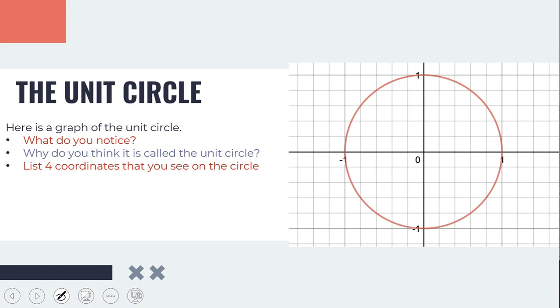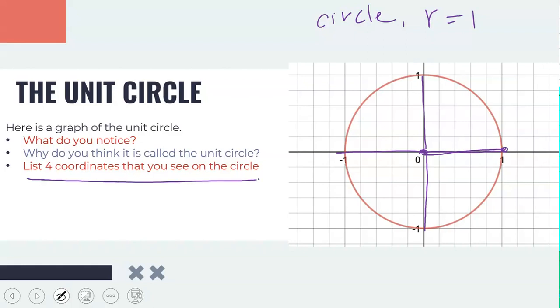Okay, so some of the things I notice off the top of my head, and you might notice this too, is obviously it's a circle shape. I see that we have this radius right here, from the center all the way out here, that has a length of 1, right? Length of 1, length of 1, length of 1. And that kind of relates to the 4 coordinates we see on the circle.